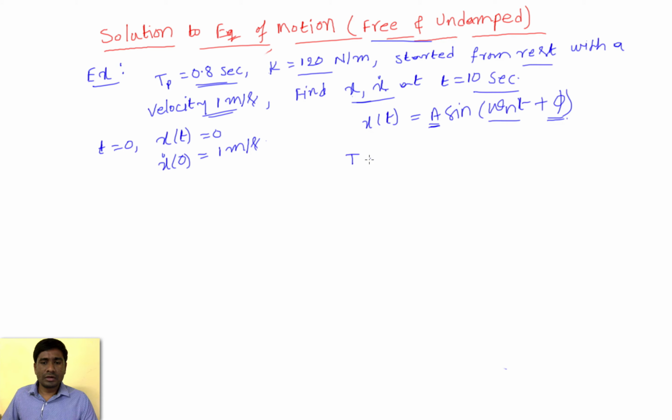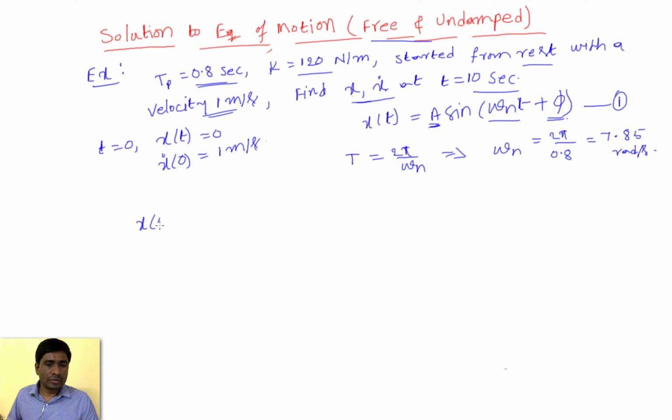TP means time period equal to 2 pi by omega n, and omega n equals 2 pi by 0.8. So that means it's 7.85 radian per second. So at t equal to 0, I am substituting t equal to 0, then the amplitude also becomes 0. So x of 0 equals 0 equals A into sine of omega n into 0 plus phi. So that means sine phi.